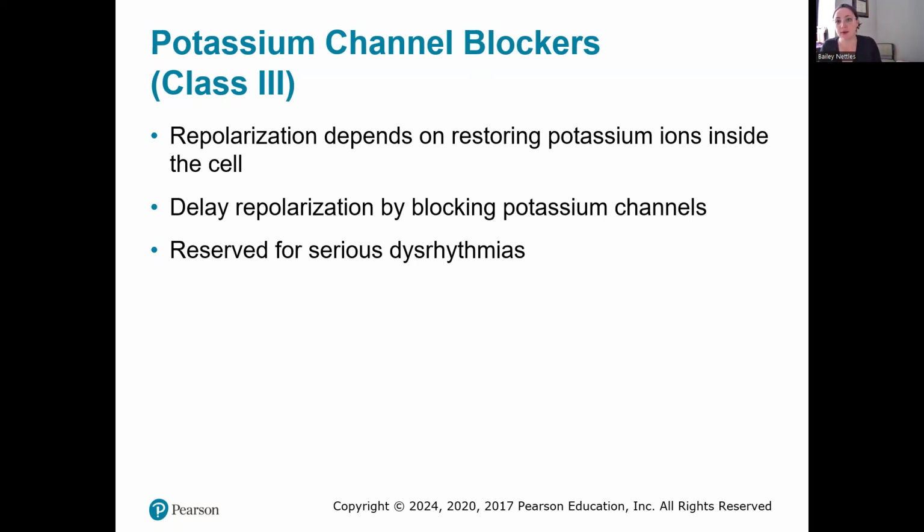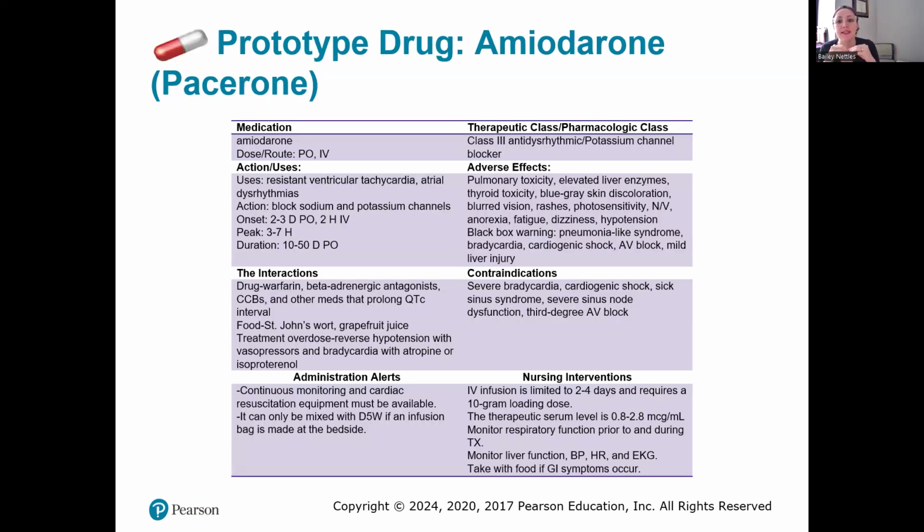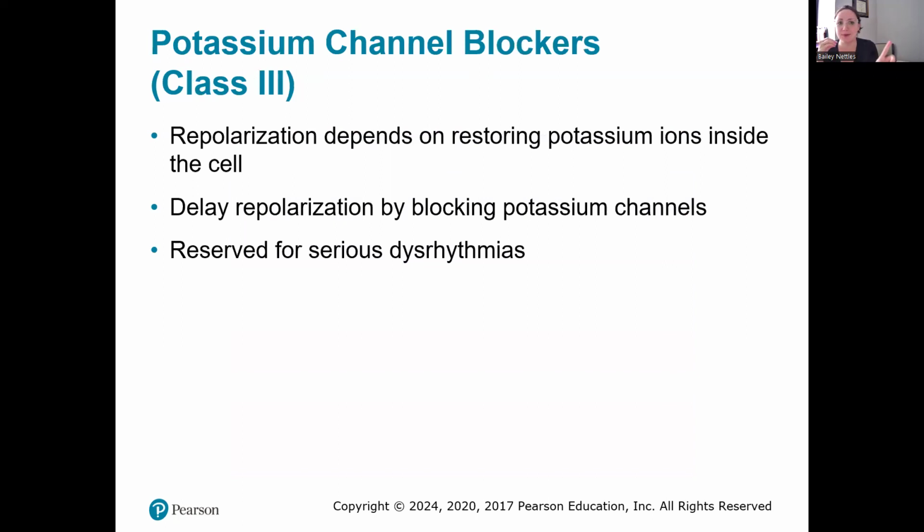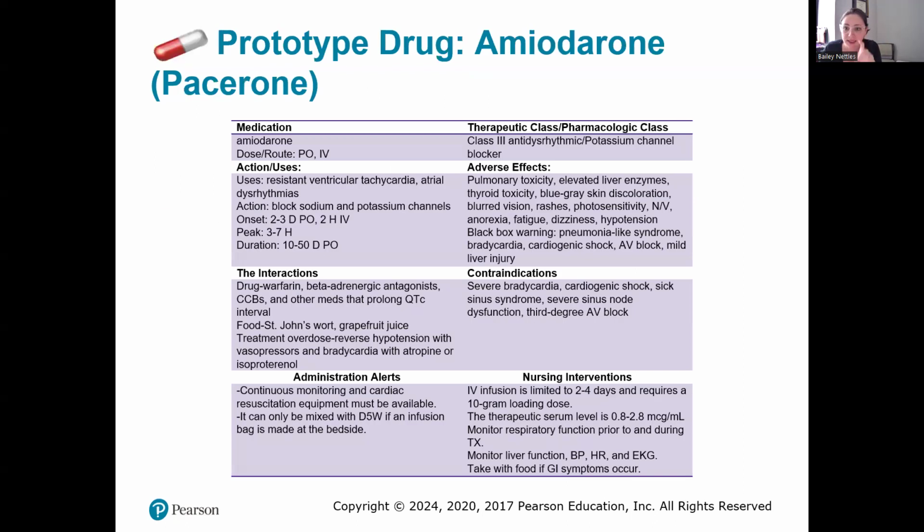So we use amiodarone or Pacerone. Amiodarone we use a lot. It's a very common drug to use if people come in with one of these arrhythmias. Okay, it's used a lot. Get comfortable with it. I'm so sorry, potassium channel blockers. If I said calcium at some point, I'm sorry. So this is a potassium channel blocker. It blocks the potassium from going back inside the cell, so it delays the repolarization. And so we use it for ventricular tachycardia and atrial dysrhythmias.